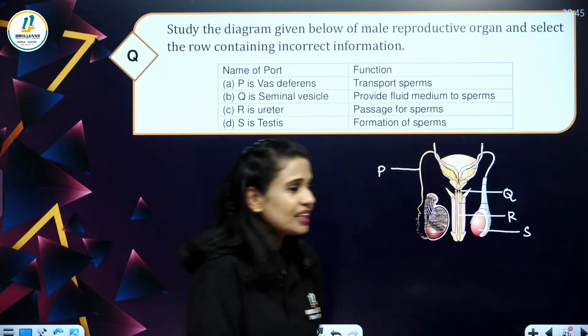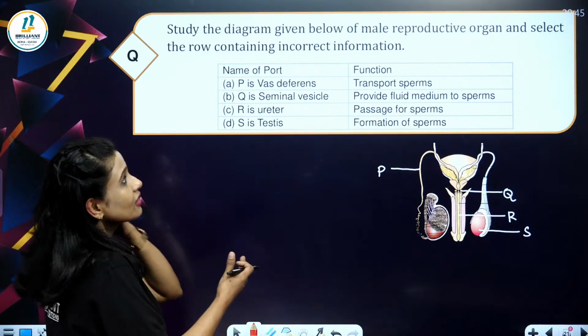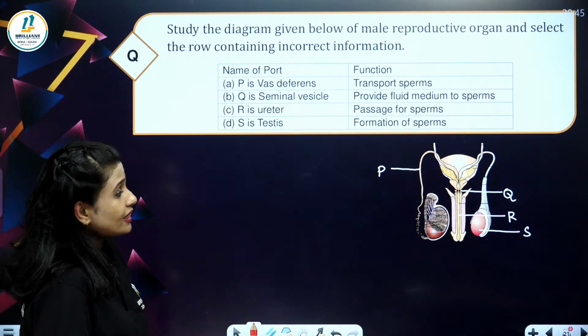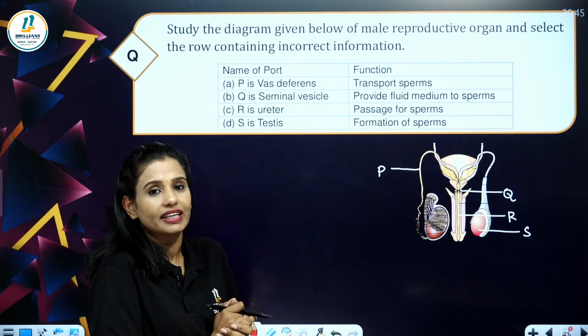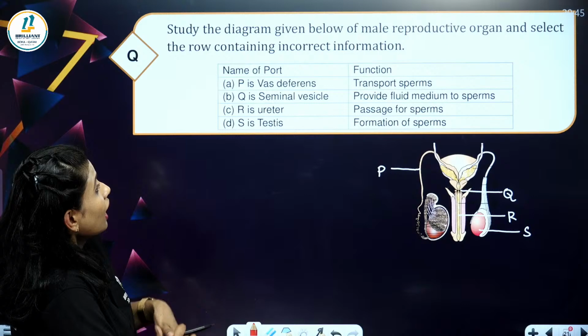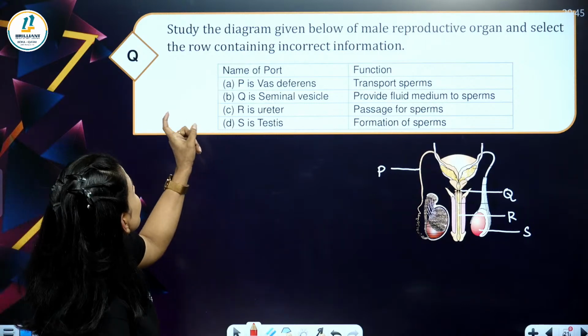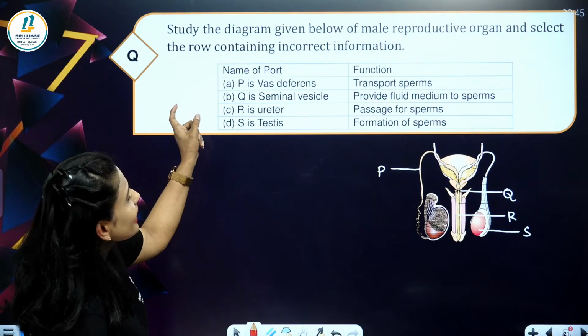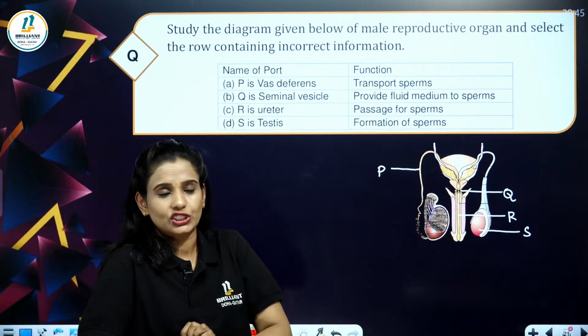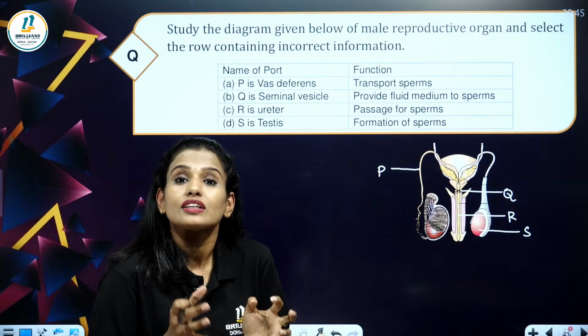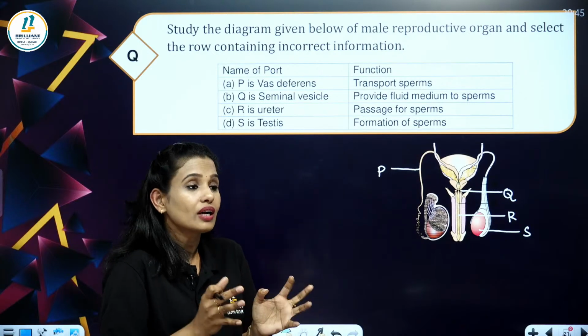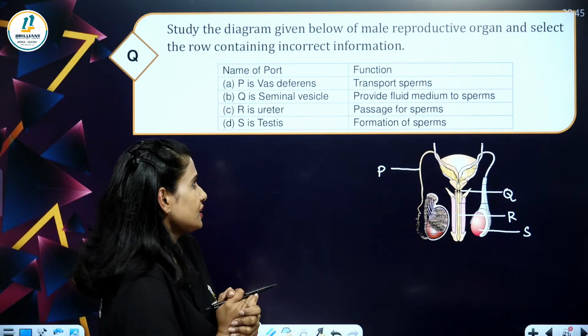Okay, let's do the next one. Okay, see here. Study the diagram. One diagram is given here about male reproductive system. Here, you have to select the row containing incorrect information. Which row contains the incorrect information?